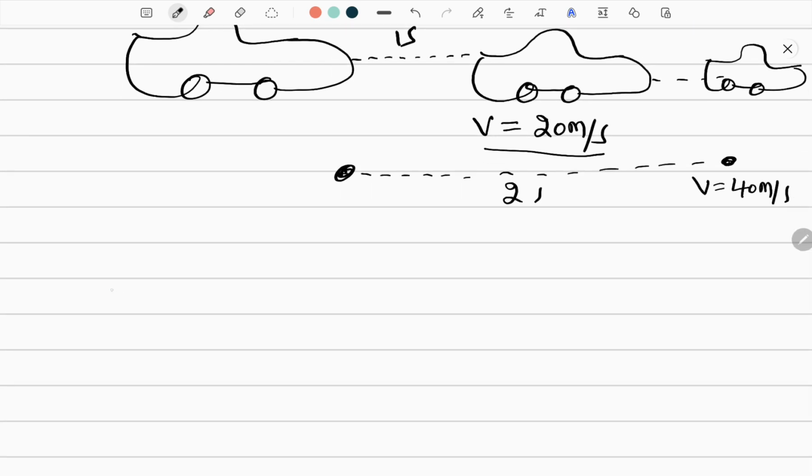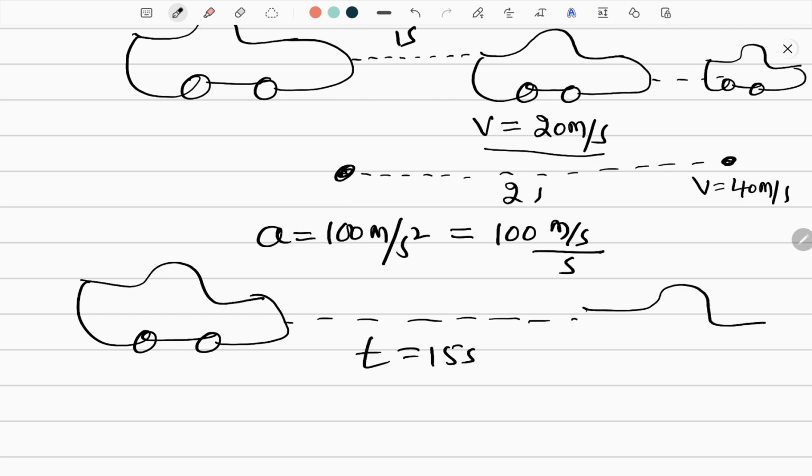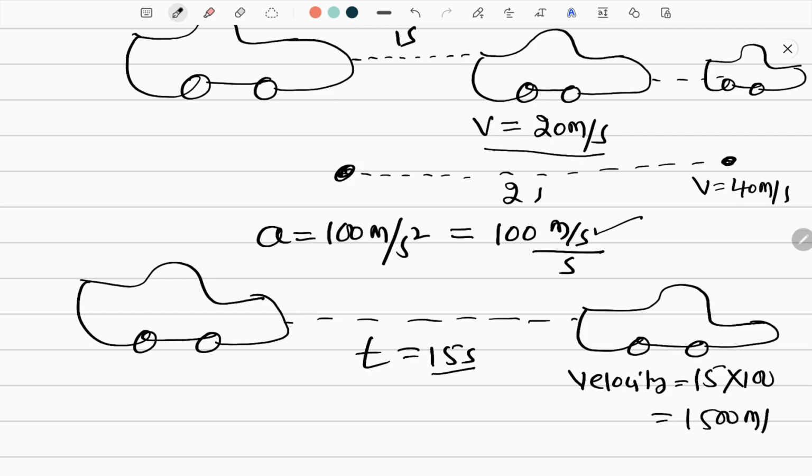Try to understand this. Now let me give you one more example. Here is the car. If somebody says the car is accelerating at a rate of 100 meter per second square, it means 100 meter per second. Now if they ask you, after 15 seconds, what will be the velocity of this car? Do you understand the question? For every second 100 meter per second is increasing, so for 15 seconds how much will it increase? Don't you think it is 15 into 100, which becomes 1500 meter per second?